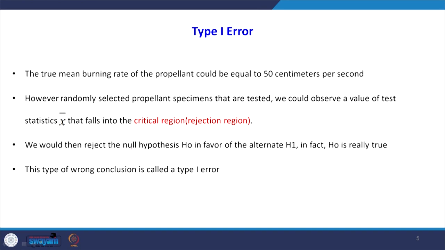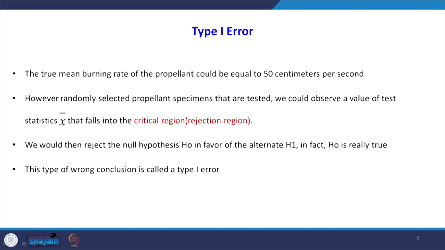By using the previous example, I will explain the meaning of type 1 error. The true mean burning rate of the propellant could be equal to 50 centimeters per second. However, among the randomly selected propellant specimens that are tested, we could observe a value of the test statistic x bar that falls into the critical region, the rejection region. What is the rejection region? Below the lower limit and above the upper limit. If our x bar lies in the rejection region, we will reject the null hypothesis. If the x bar lies in the acceptance region, we will accept the null hypothesis.